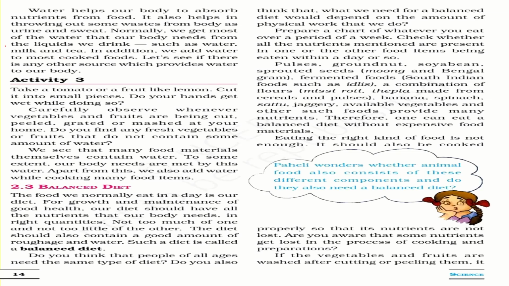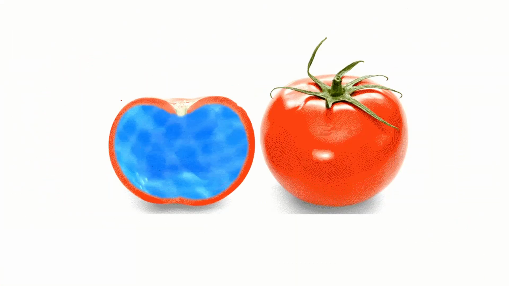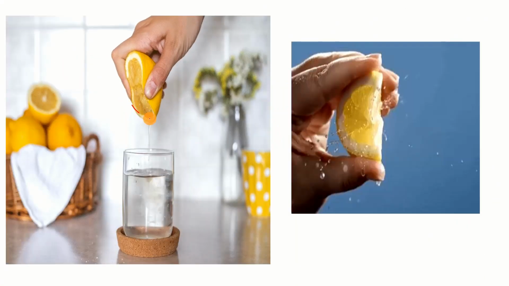Now we'll move towards activity 3. Take a tomato or a fruit like lemon. Cut it into small pieces, like this.